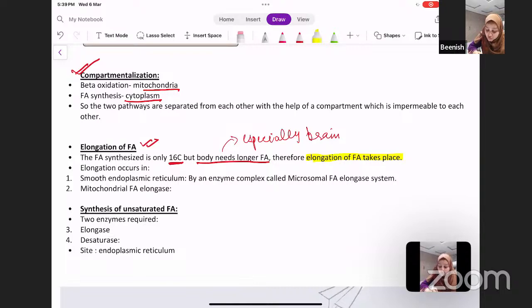Now, elongation occurs in the smooth endoplasmic reticulum by an enzyme complex called the microsomal fatty acid elongase system, and the mitochondrial fatty acid elongase. So these two enzyme systems are involved in the elongation of fatty acids. So this is the major site where the elongation is taking place, and this is the minor site. Especially during the myelination of the brain, your elongation process is increased.